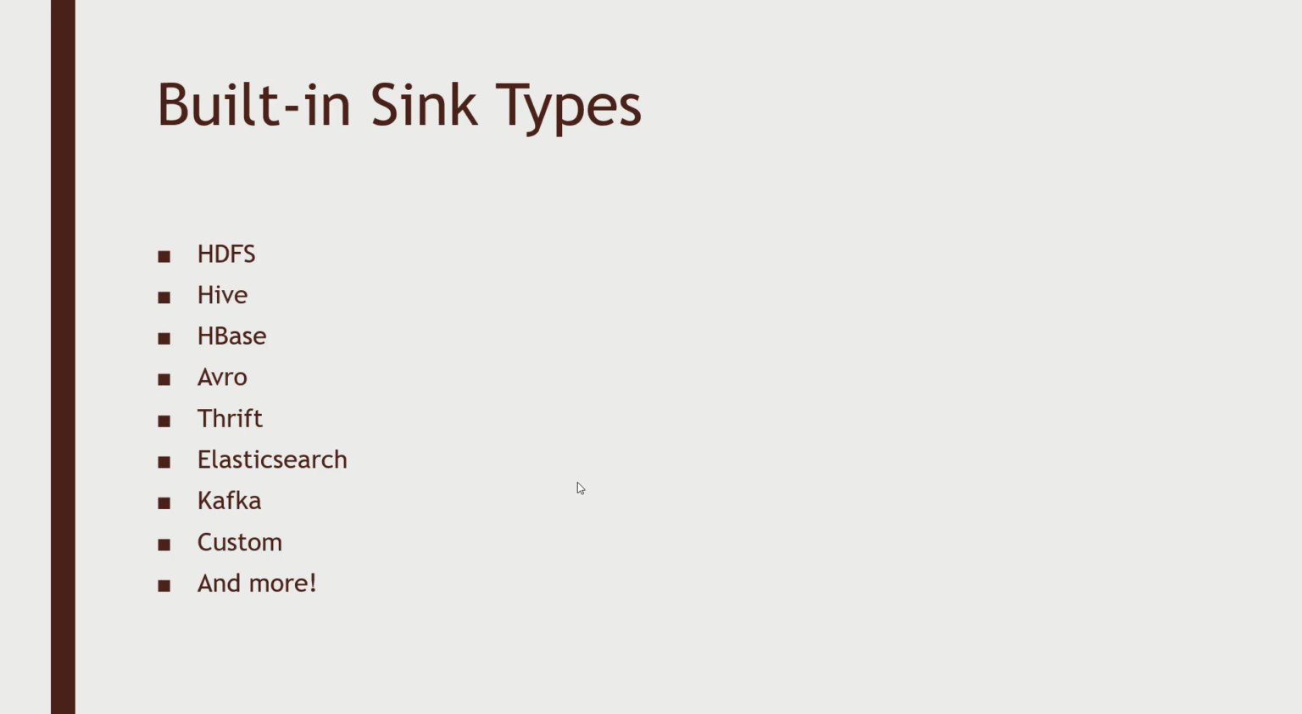Sink types, a wide variety built in as well. So you can write data to all of these different types of destinations, automatically write into some HDFS directory on your Hadoop cluster. You can write straight into Hive. You can write straight into HBase. And again, you can use Avro and Thrift as a data protocol to actually connect different agents together. You can also output directly into Elasticsearch, into Kafka, and again, you can write your own custom sinks as well to integrate into other systems.